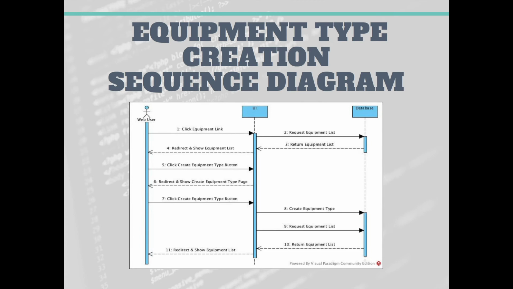They'll fill in the new equipment type and click the Create Equipment Type button. The new equipment type will be created in the database. A request is sent for the equipment list. The database returns the equipment list and redirects and shows the equipment list to the user.